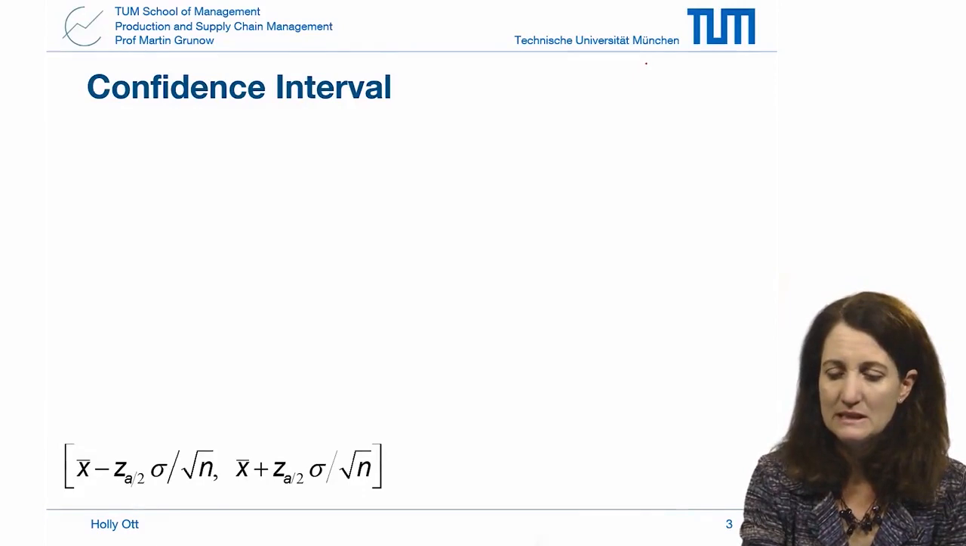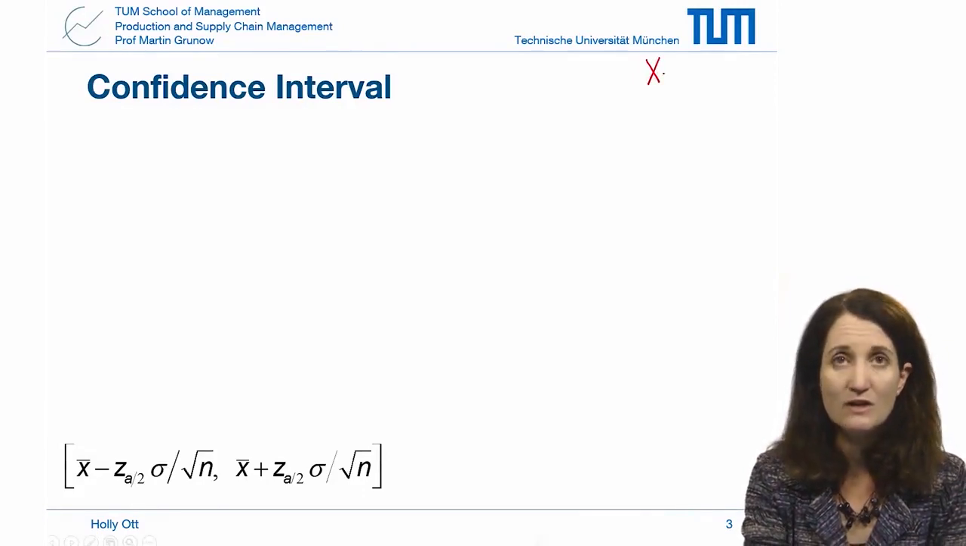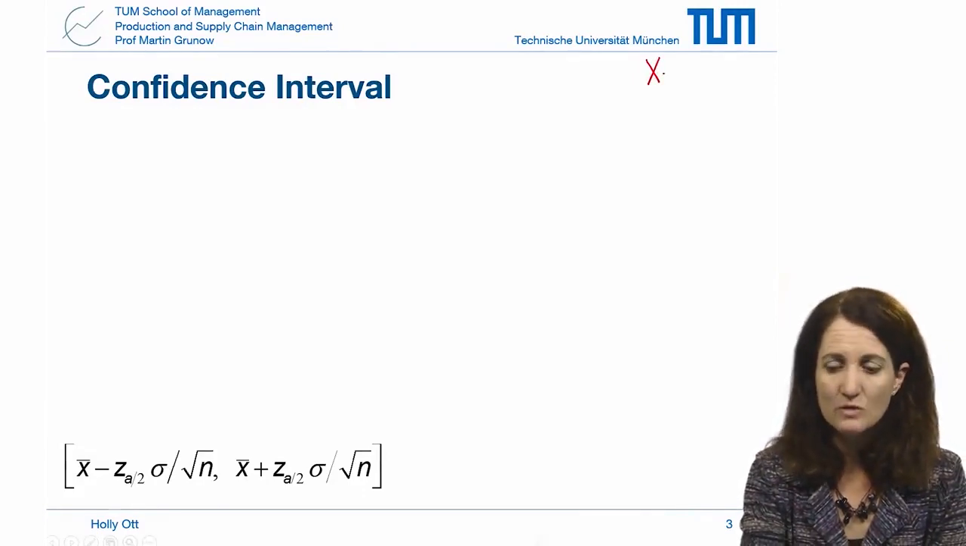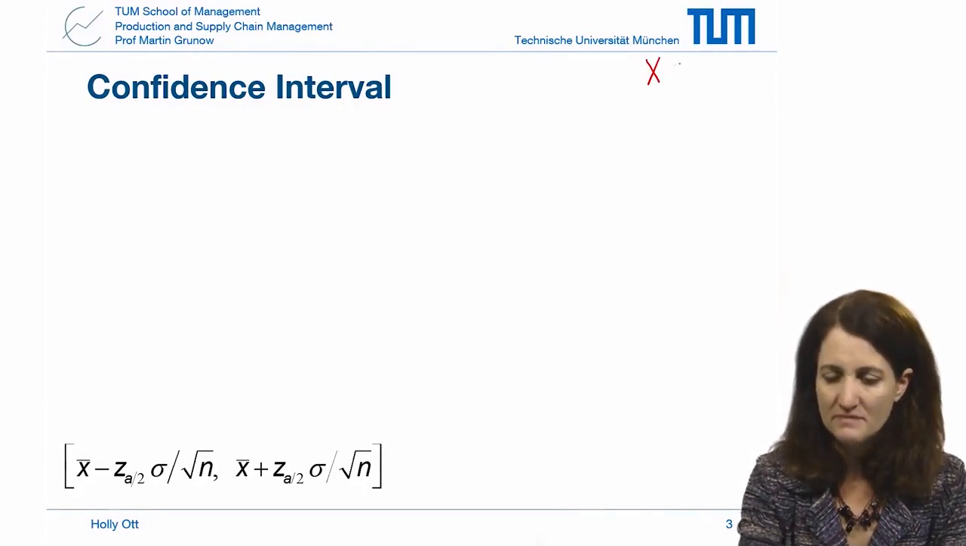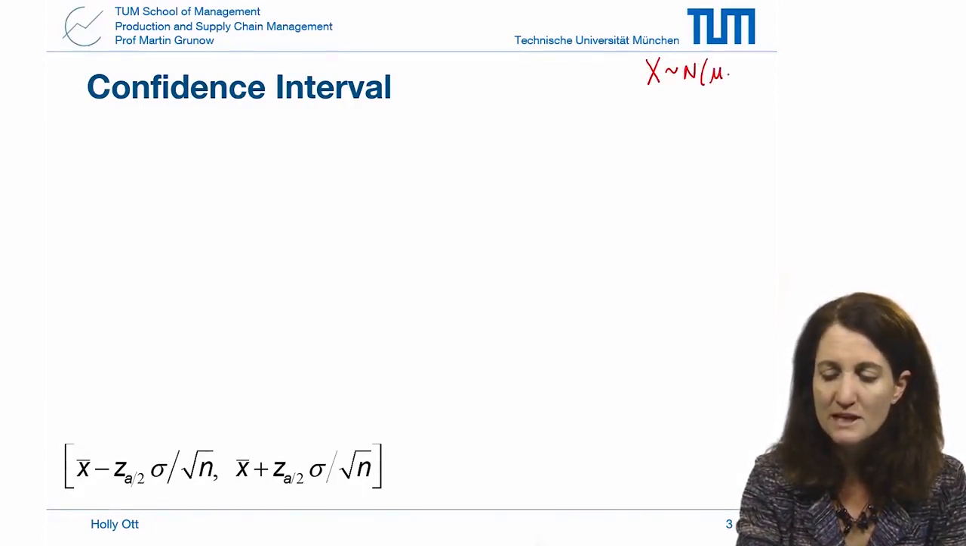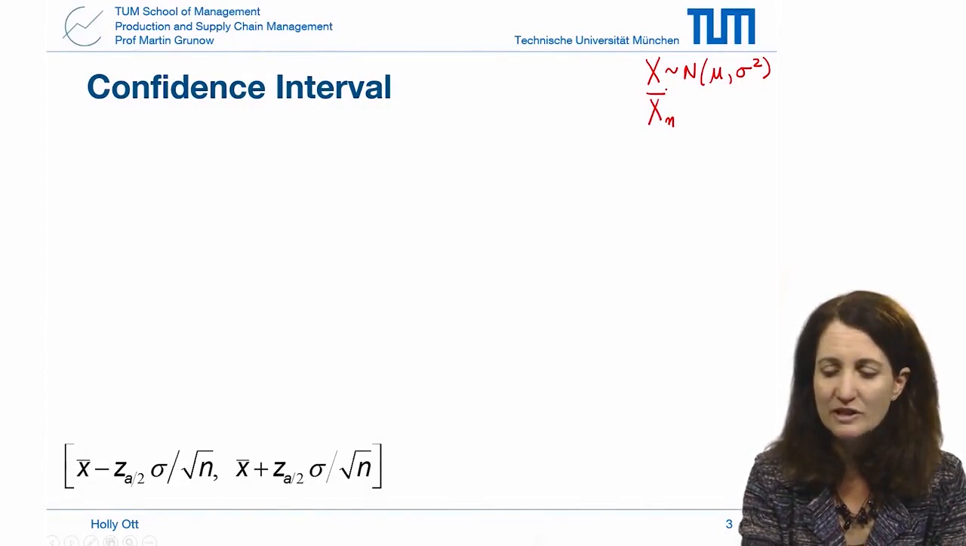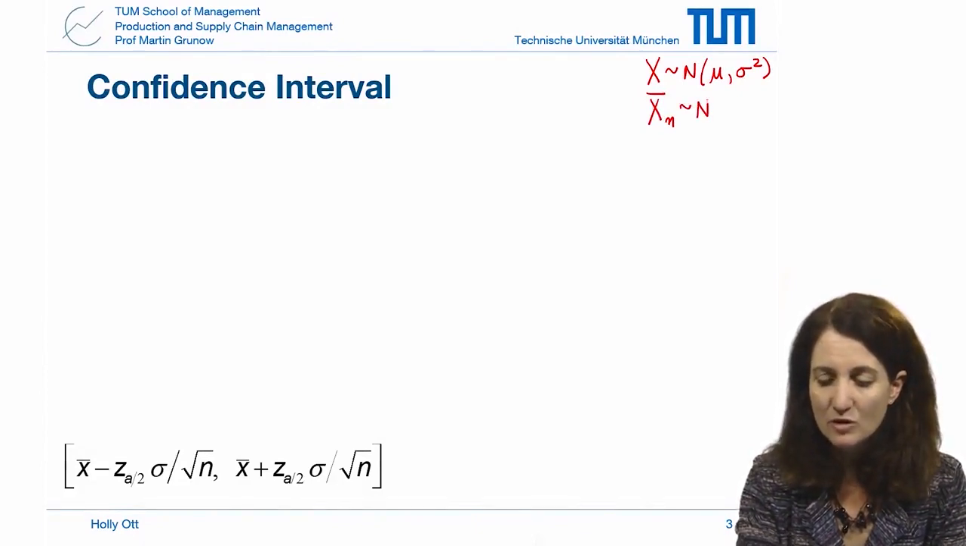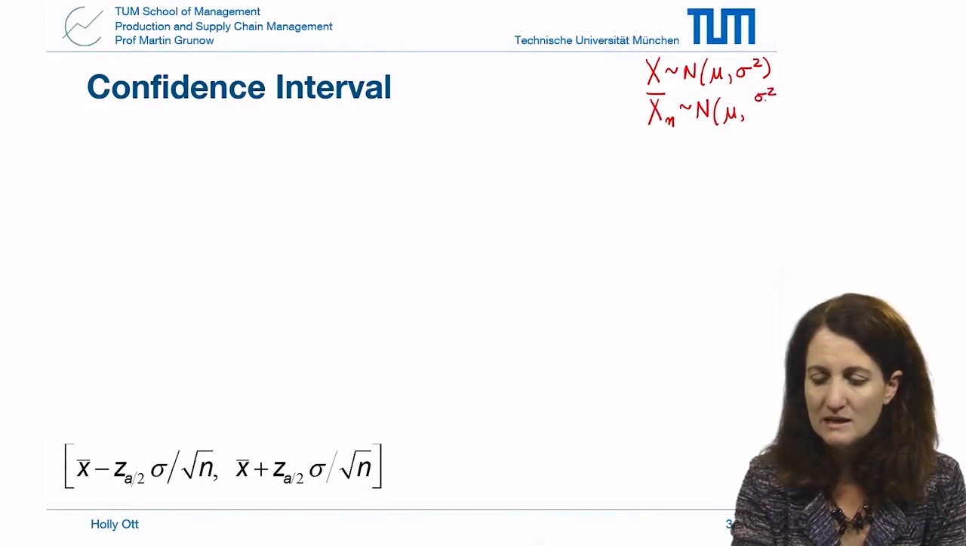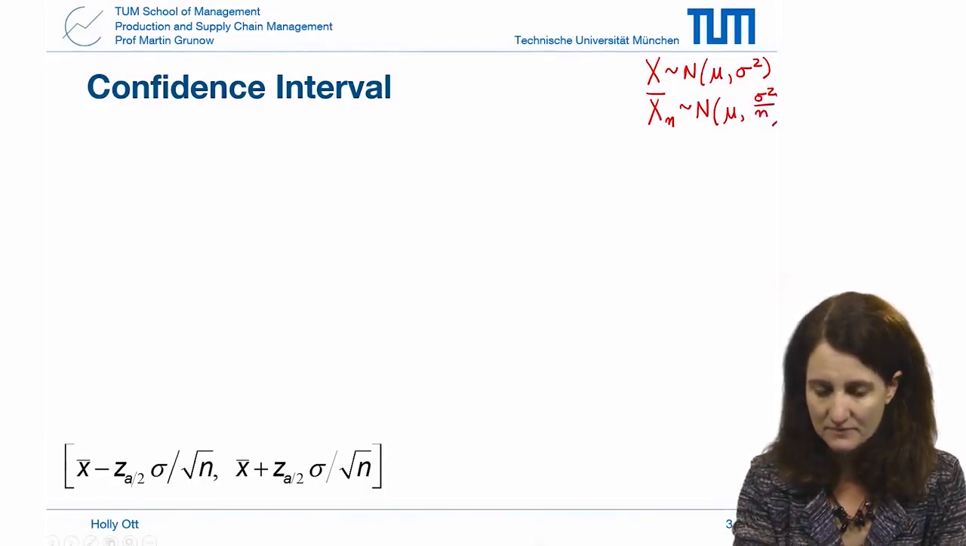We've been saying that if we have a random variable x, which is distributed, doesn't have to be normally distributed, but distributed with a mean and a variance, and we take a sample of size n and calculate the sample average, then this will be normally distributed with the same mean, and the variance over n.